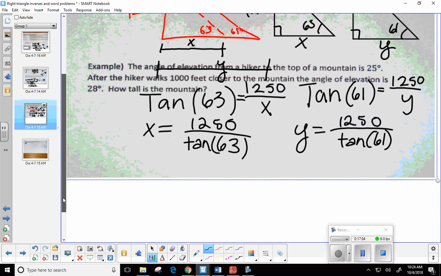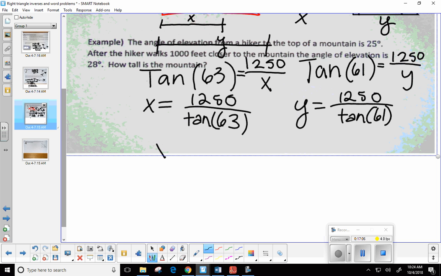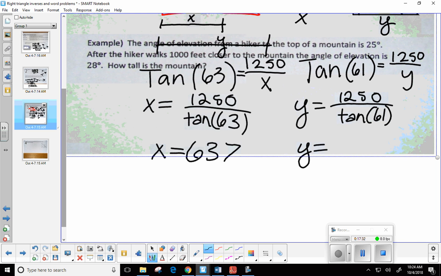And then, can somebody plug that in for me? What does x equal? Oh, no, you're fine. You're okay. What was it? 600 what? I'm sorry. 687? Okay. And what does y equal? 600 what? 693. Okay, 693. There we go.